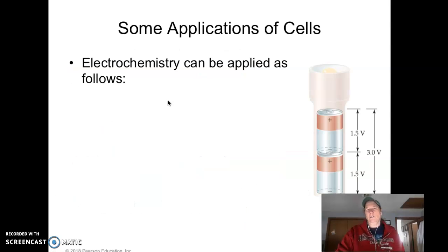Okay, so what can you do with these? Well, we all like to buy these alkaline batteries, right? Their difference here between the anode and the cathode is 1.5. So if you have 2 of them, you get 3 volts. And you guys know on your batteries, sometimes you have C's, D's, AA's, AAA's.